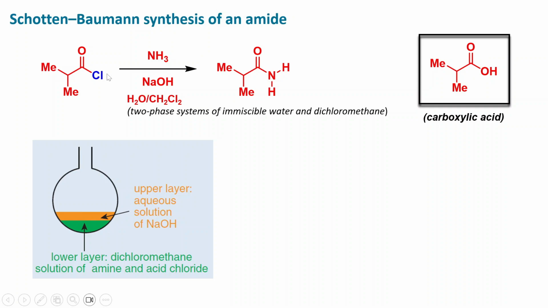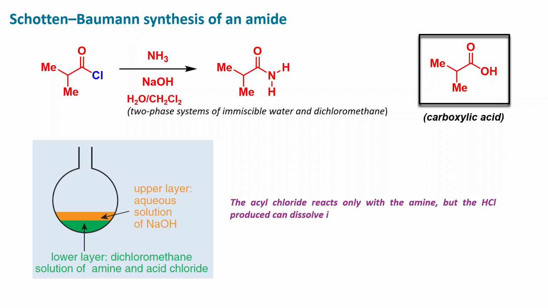So in the down part, what is happening? This acyl chloride and the amine can only react and there is no interaction with the sodium hydroxide. So you will achieve the first step without any nucleophilic addition of this OH minus to the acyl group, right? Then once you have the hydrochloric acid that is generated in the system, right? So the hydrochloric acid is miscible with water. So once you generate the hydrochloric acid, the acyl chloride reacts only with the amine, but the hydrochloric acid produced can dissolve in and be neutralized by the aqueous solution of the sodium hydroxide.